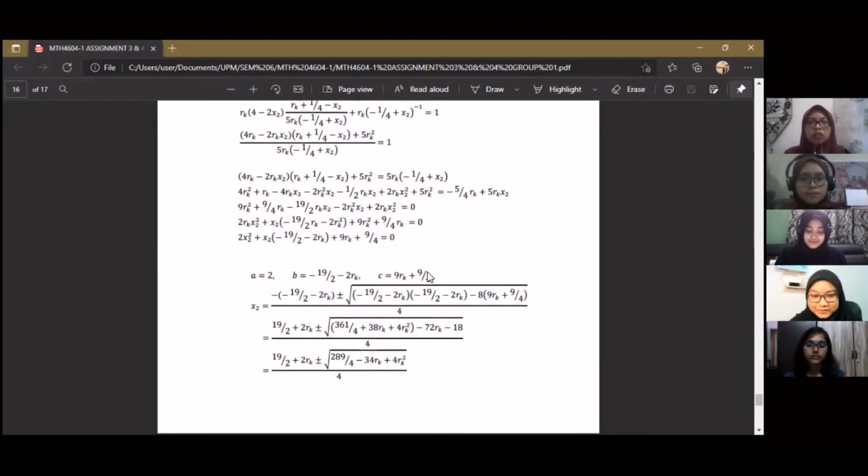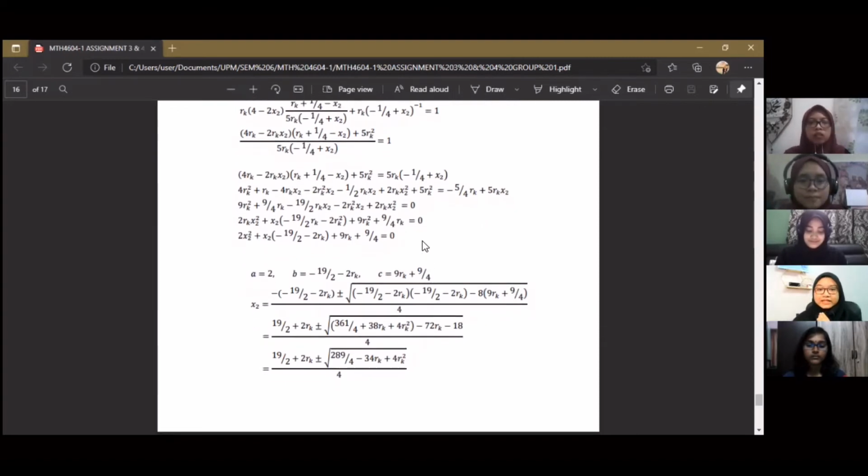Then we simplify it, and we get the last one: 2x2 square plus x2 in the bracket minus 19 over 2 minus 2RK, plus 9RK plus 9 over 4. Then we equate it to 0.